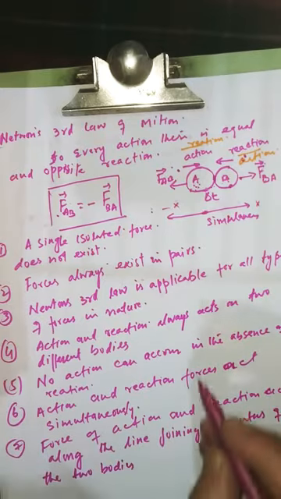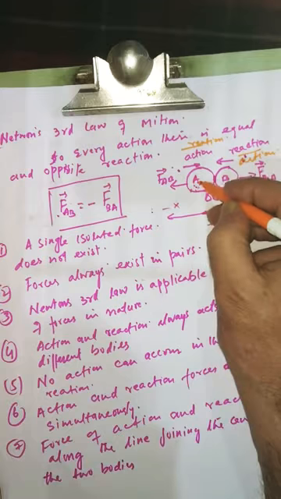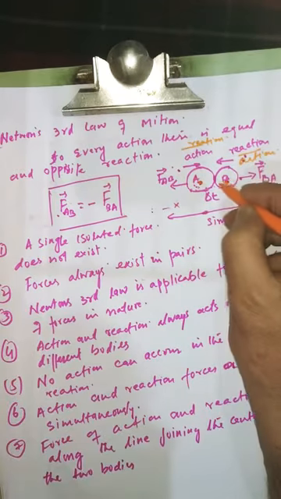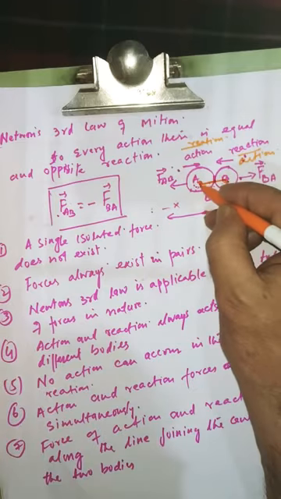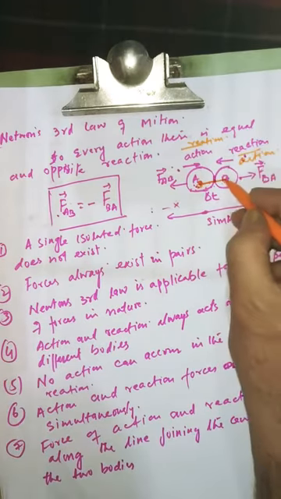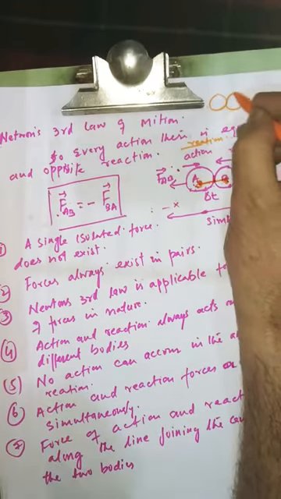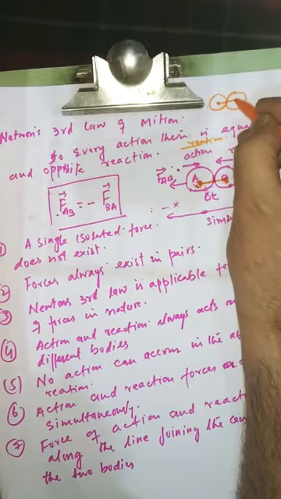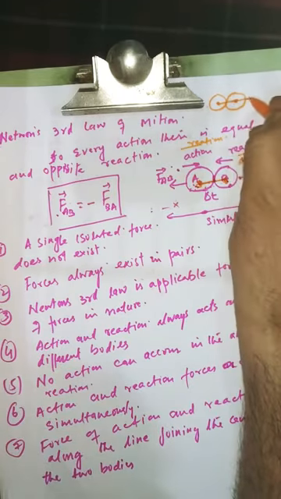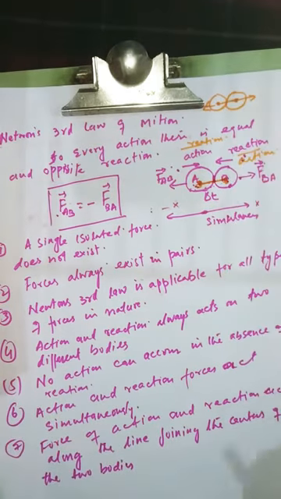Yani iska matlab hai, if this is center of A and this is center of B, then they will act along this line. This is the line joining the centers. Okay? Yes, sir. When they act, this is center of one, this is center of second, so we will join them by a line, and the forces act along this line.